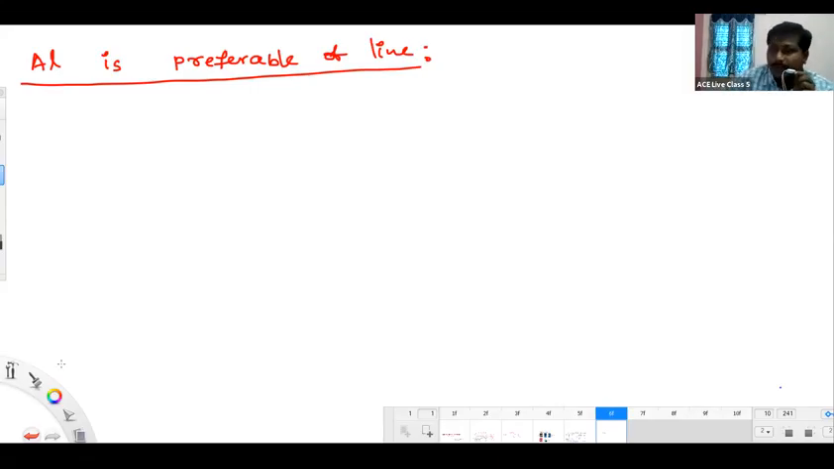What is the reason to choose aluminum? Somebody is saying abundantly available. That's okay. Abundantly available. And I say economical. Cost of aluminum is less compared to copper. I am saying with respect to copper. Okay. So low cost.